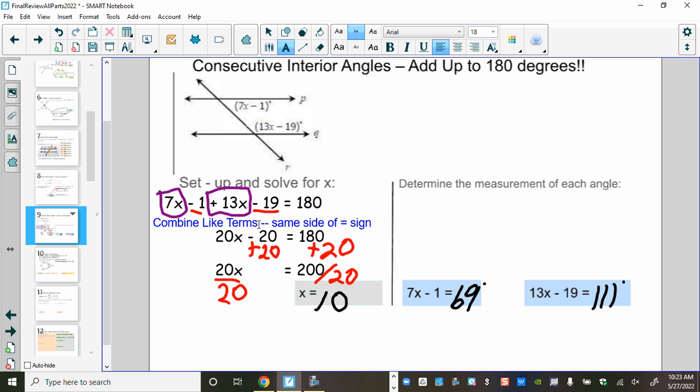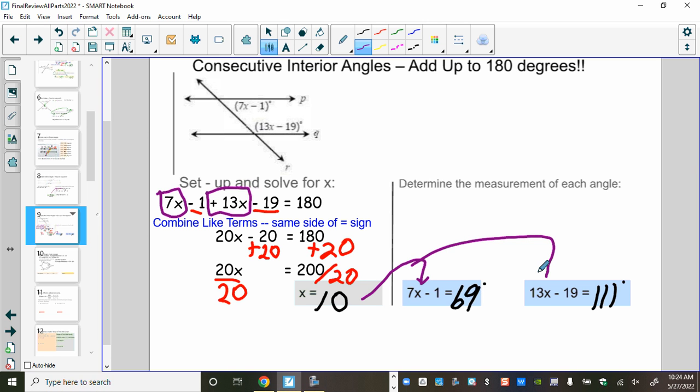Now the second step, that's when you do your opposites, because you can't combine 20x with -20. But you can combine your constants, which means you have to add the opposite. So the opposite of -20 is positive 20. That's how we get 180 plus 20, 200. Divide both sides by 20, bang, there's your x equals 10. And then from there, plug your x value into both expressions. In this case, you're getting two different angles, so that's why you have to plug it into both.